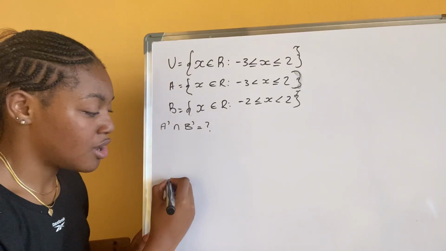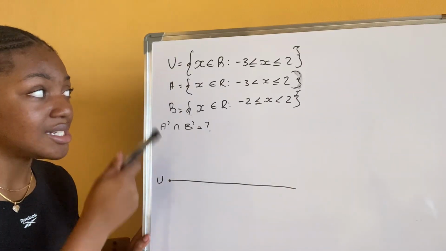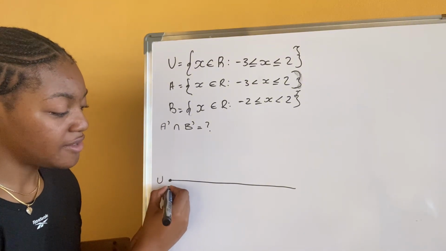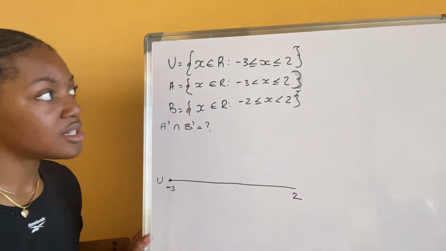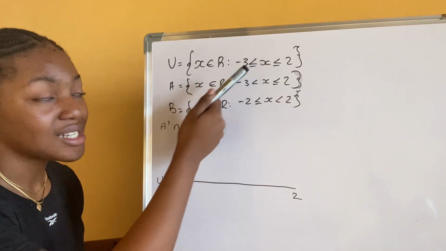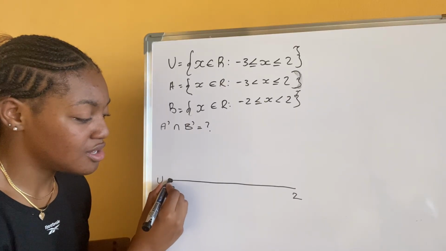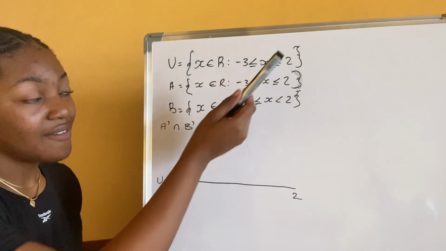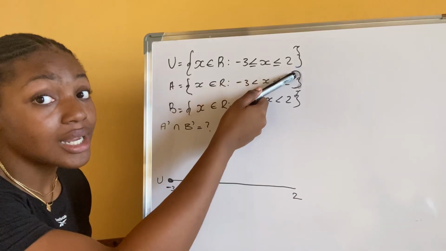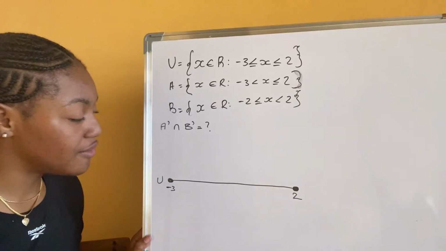So from here, let's draw our number line, basically, and we want to represent this as the universal set because we know that A and B are subsets of the universal set. So right here, we're gonna have negative 3, and right here, we're gonna have 2. So we're told that x is greater than or equal to negative 3. So the equal to basically indicates that negative 3 is included in the universal set. So we're gonna have a shaded circle right here. And we'll have x is less than or equal to 2. The equal to basically indicates that 2 is included in the set. So we're gonna have a shaded circle where 2 is. And that's our universal set.